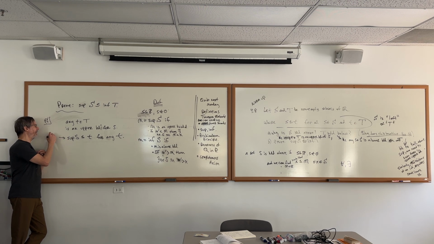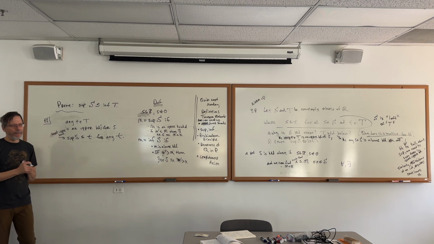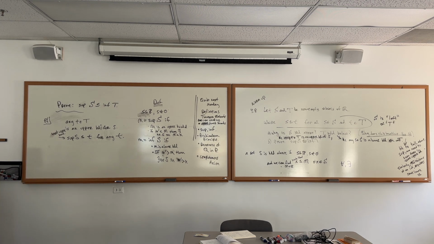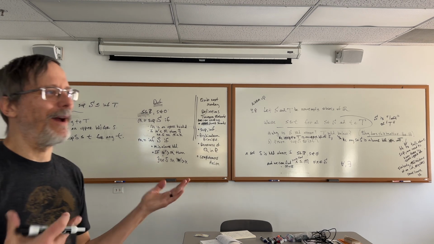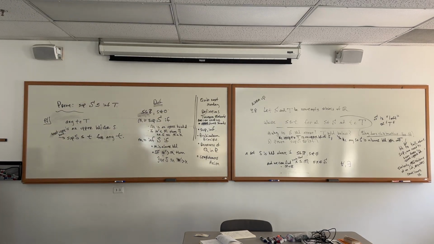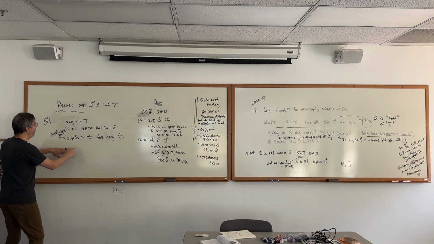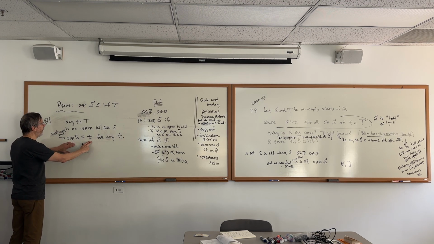Let's think about what this means. This is the least upper bound. What are the words? It's hard. Sup doesn't mean anything, but least upper bound feels like something you can work with. I'm claiming that the least upper bound must be less than or equal to anything in T. Why is that? What is the definition of sup?